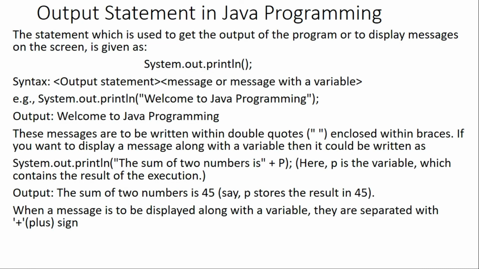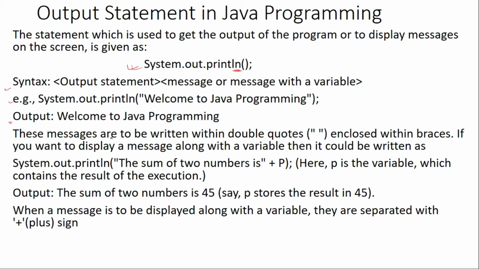Output statement. The statement which is used to get output of the program or to display the messages on the screen is given as this one. Two types of output statements are there. One is System.out.print and second is System.out.println. ln means next line. This is the syntax, this is the example given here, and this output you will get.